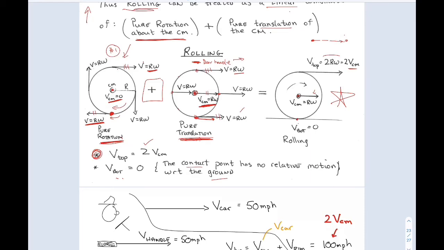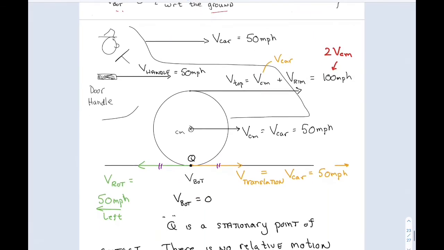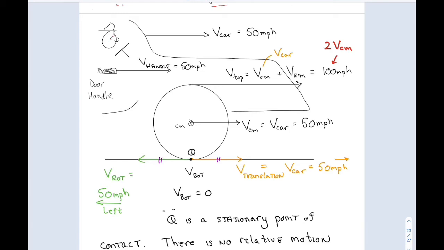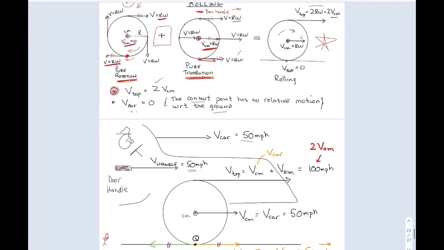All right. So let me give you a better idea of what's happening here. So here's you in the car. The car is going down the road at 50 miles an hour. The door handle is going down the road at 50 miles an hour. Here's someone else watching the car go down the road. Every point on the car is moving to the right. It's translating with a speed or velocity of 50 miles per hour.